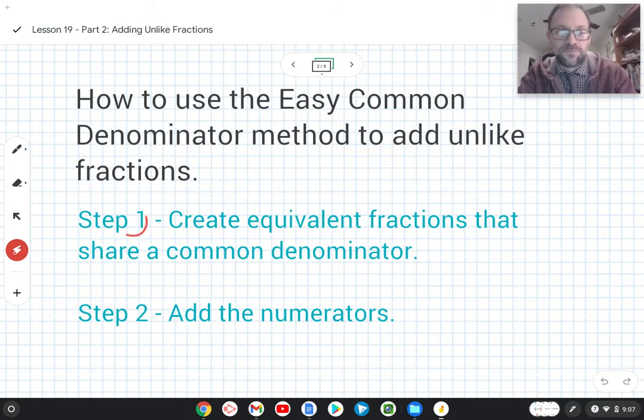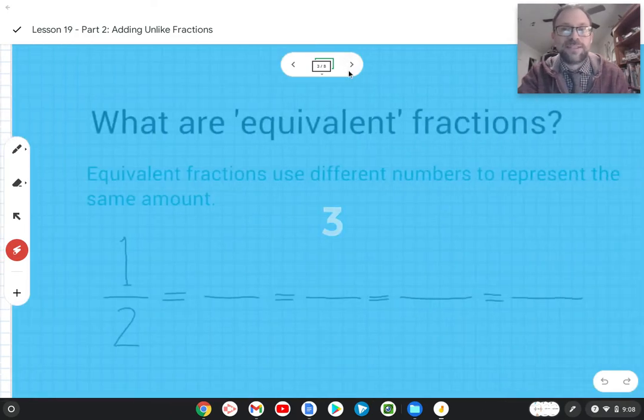All right. How to use the easy common denominator method to add unlike fractions. Step 1. Create equivalent fractions that share a common denominator. That sounds different, doesn't it? We're going to get to that in one moment. But first, step 2, add the numerators. Now that, I hope, sounds a little familiar. All right, let's get to the new stuff.